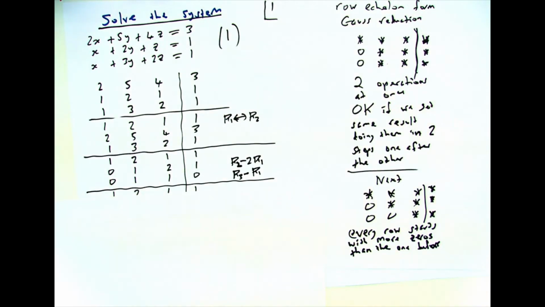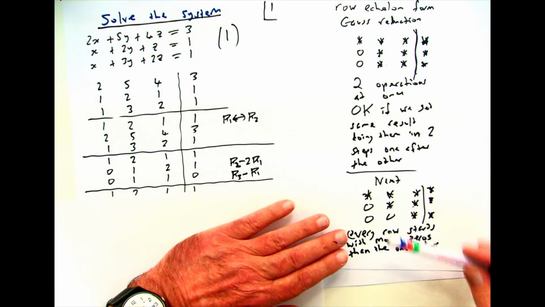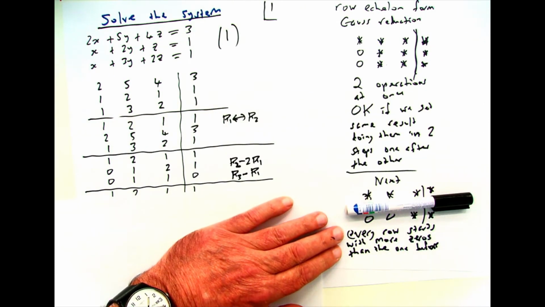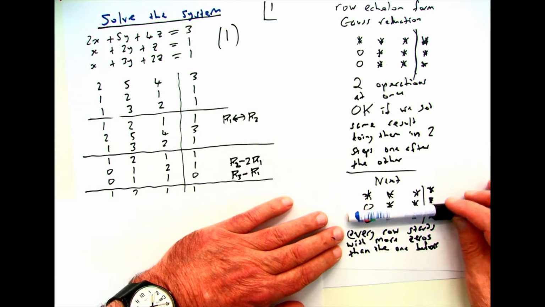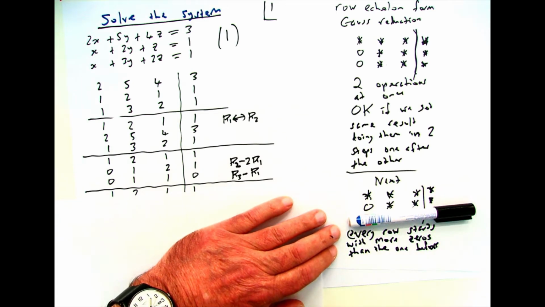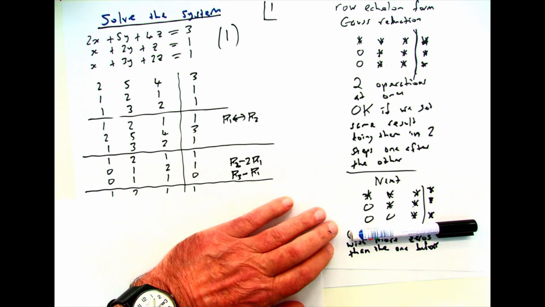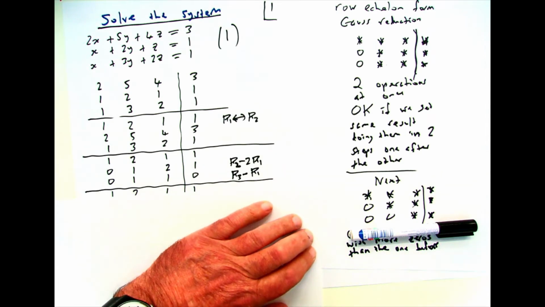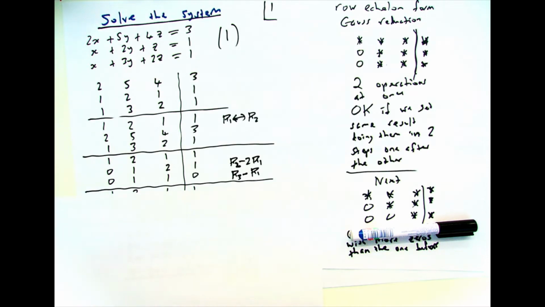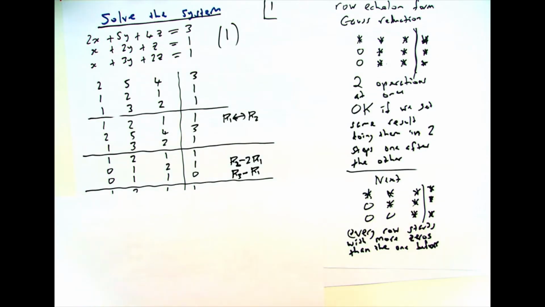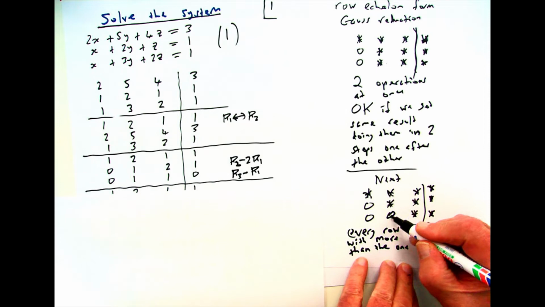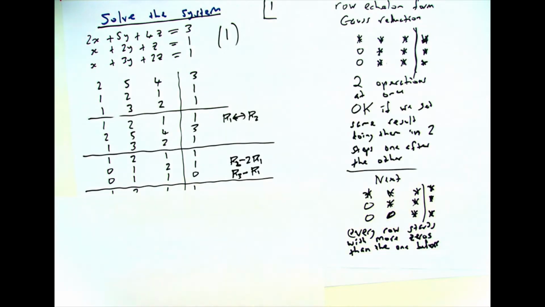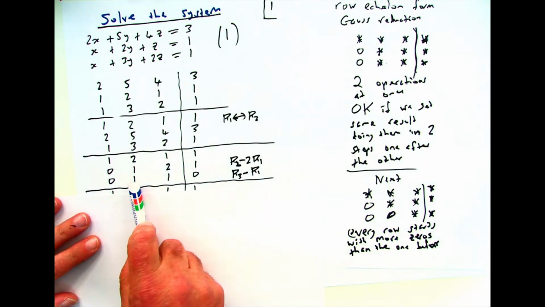Okay, so here you can see, row 1, there's nothing before row 1. Row 2 starts with more zeros than row 1. And we want row 3 to start with more zeros than row 2. So our next goal is we want to get this 0 over here.